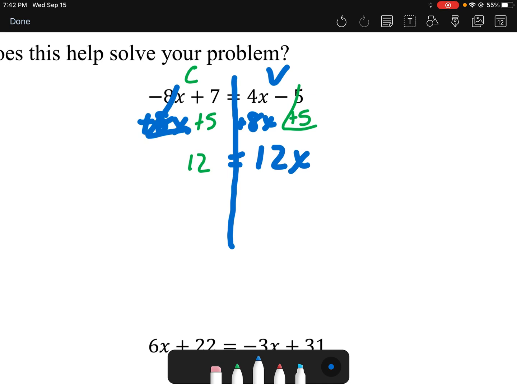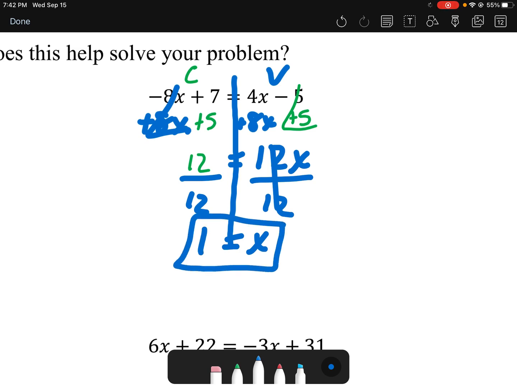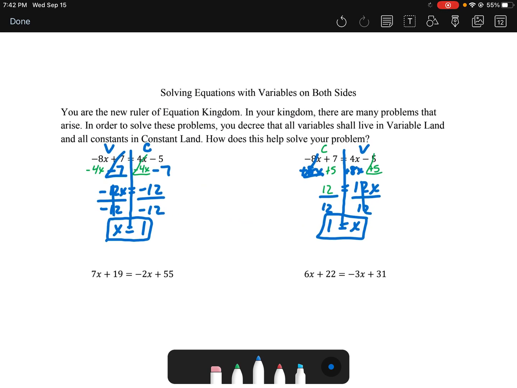Just like in the last problem, now I have a one-step equation. I know how to solve this. Using inverse operations, I'll divide both sides by 12. Canceling those out, I'm left with x is equal to 12 divided by 12, or 1. Just like the other one, I got x is equal to 1.